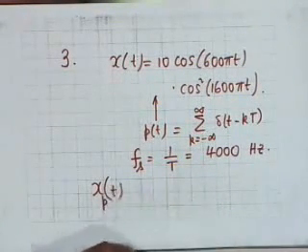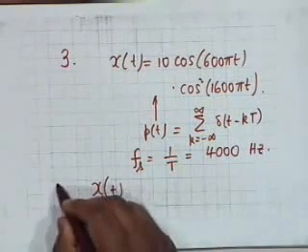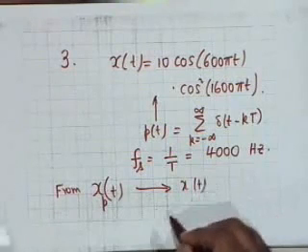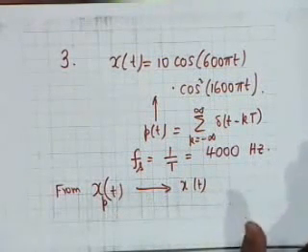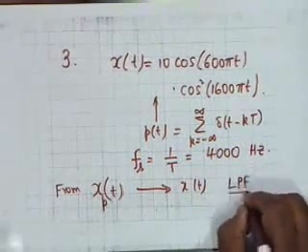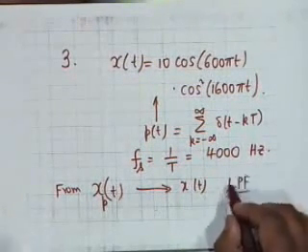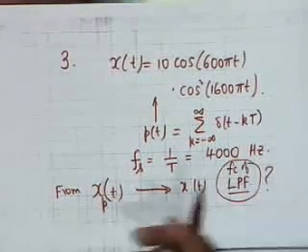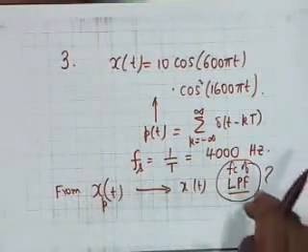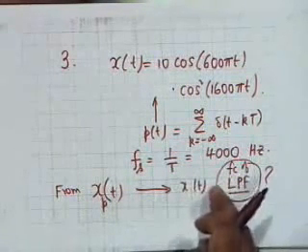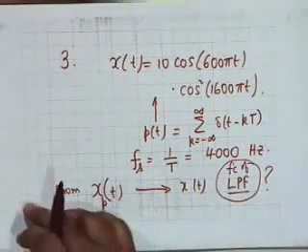From xp of t, the sampled version, you have to recover x of t, and you have to find out what low pass filter can be used. What is the low pass filter? What should be the cutoff frequency, fc of LPF? You have to determine the fc of LPF required to reconstruct x of t from the sampled version.